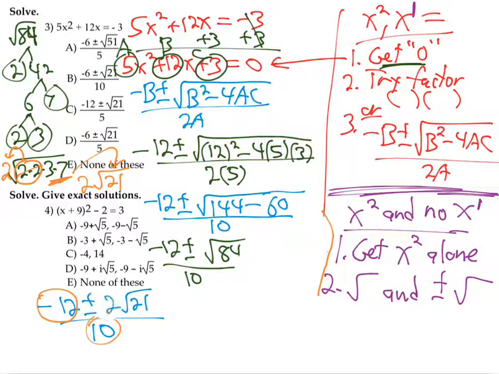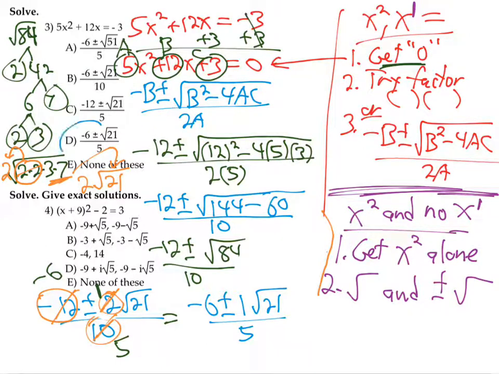But in this case, we do have a number. We have a 2. So divide by 2, divide by 2, divide by 2. Divide them all by 2, leaves minus 6, leaves 5, and leaves 1. So we get minus 6 plus or minus 1 root 21 all over 5. And you don't need the 1. 1 times root 21 is just root 21. So is one of those answers right? D. Yeah, there it is. D.